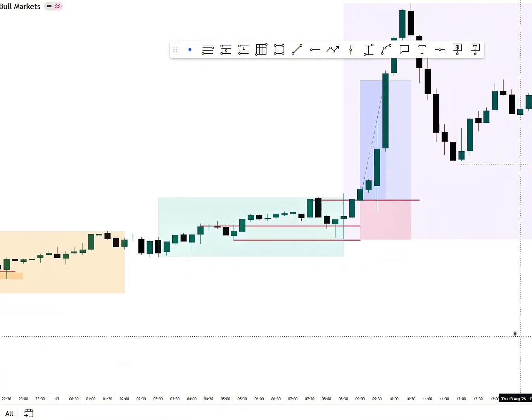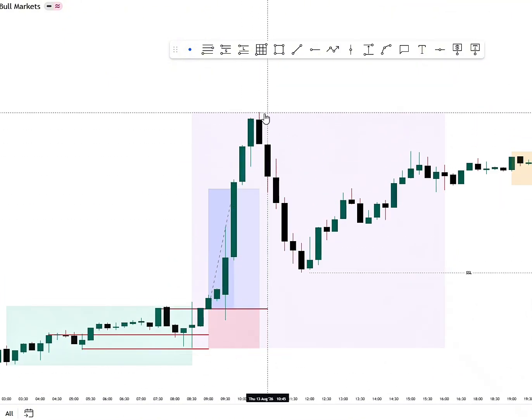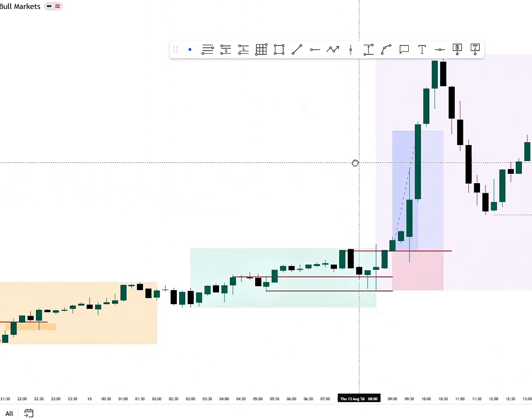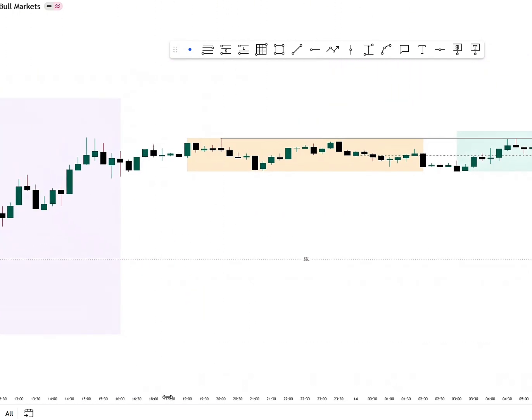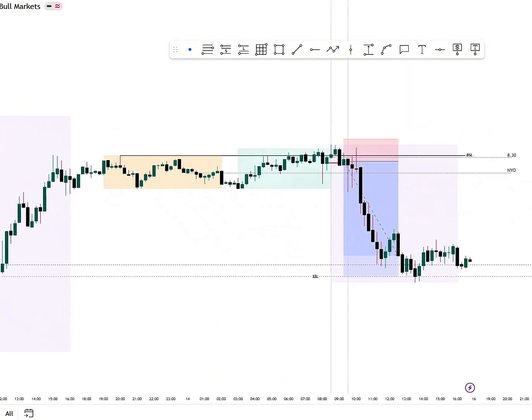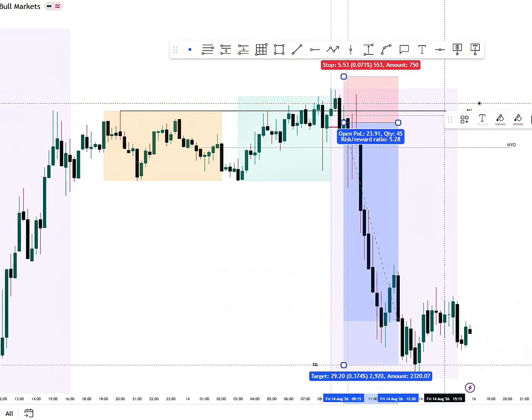So I had to take my entry during New York section. So that was the whole idea of the trade that I took. And then S&P 500 traded from that point and then made this high, right? So this was an all-time high.